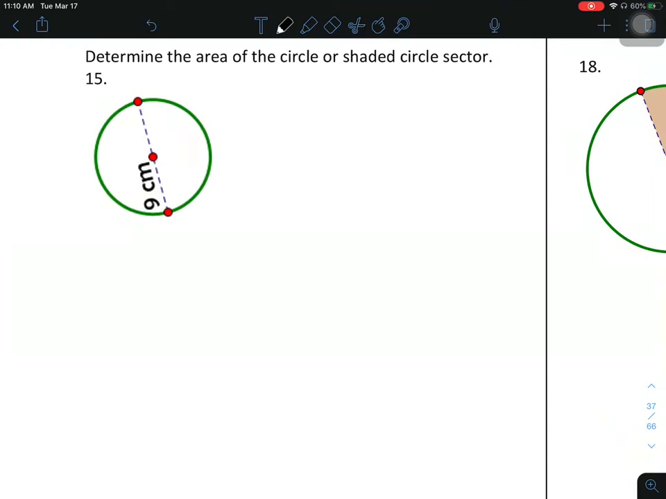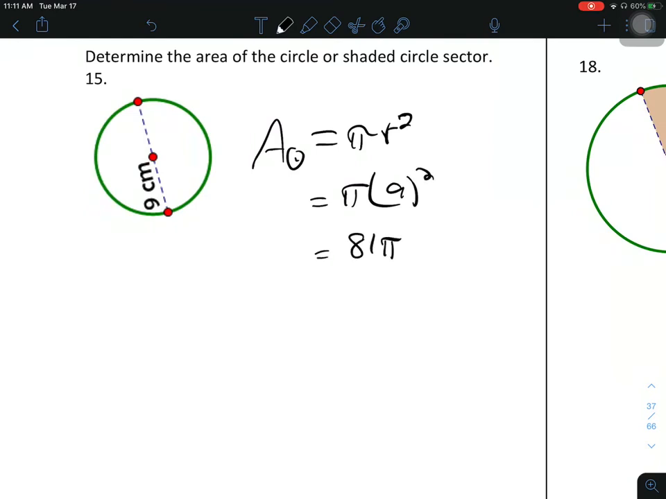15. Determine the area of the circle or the shaded sector. Well, to find the area of a circle, it's pi r squared, where the radius is 9. That's 81 pi square centimeters.